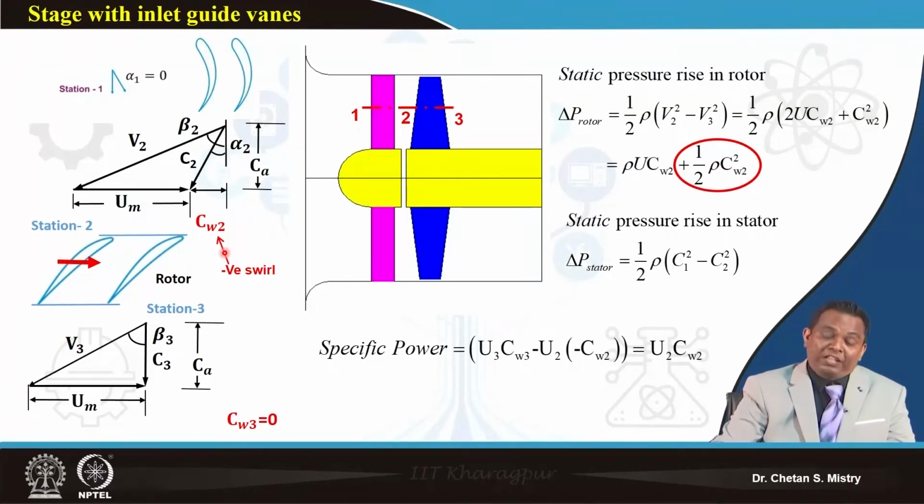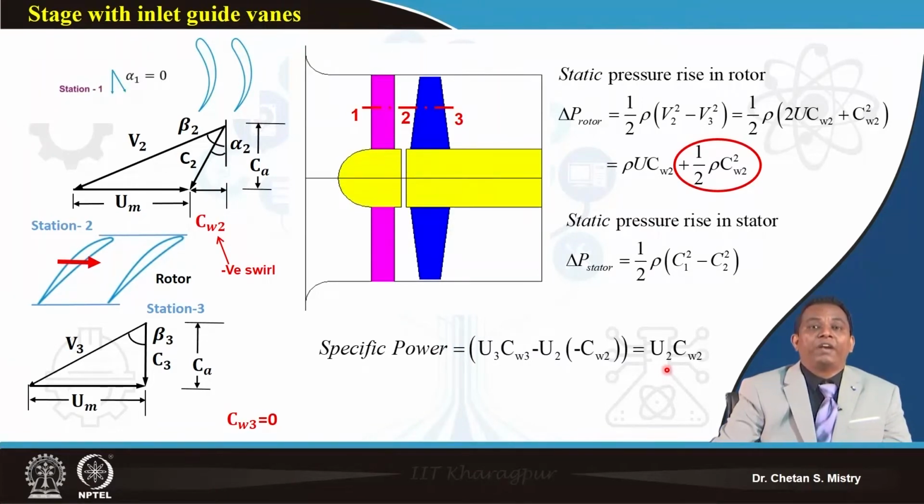Okay. So this is also one kind of configuration that is possible, in which my rotor has, say, an upstream inlet guide vane. In this case, your specific work or specific power requirement will be given by U2 into CW2. Now we will discuss in detail the inlet guide vane application for engines.